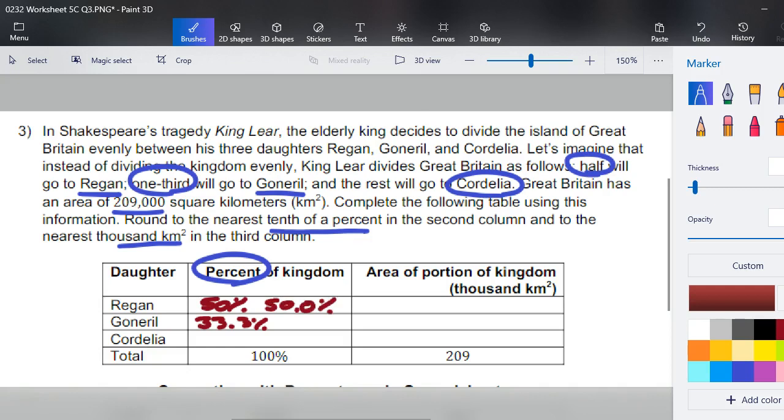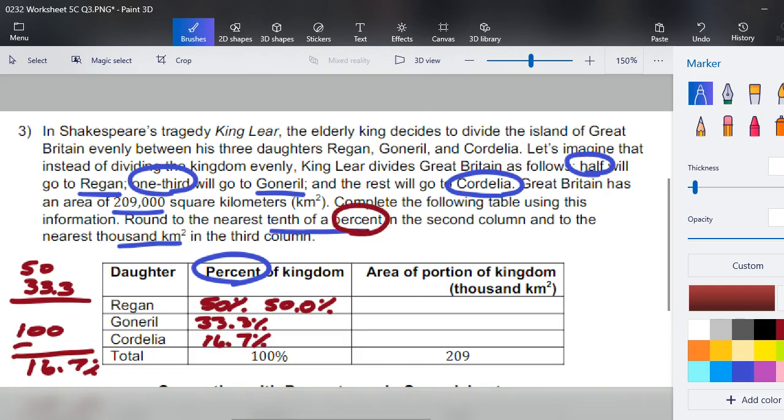And then Cordelia received all of the rest. So we need to calculate what's all of the rest. So if we have 50% and 33.33%, and we add those up and subtract those from 100, I'm getting that we get 16 7/10 of a percent. So I followed the rules, 1/10 of a percent in the second column, and then we're going to go nearest 1,000 kilometers squared in the third column.